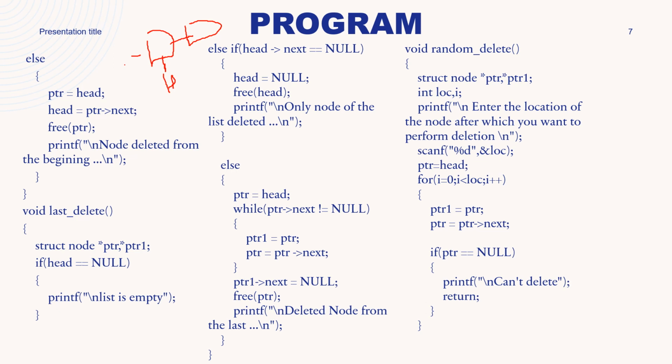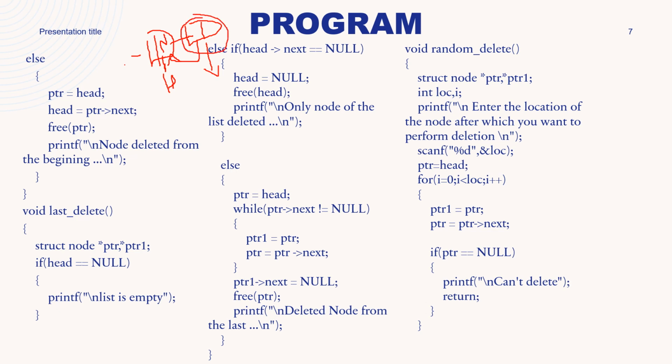Then we'll see the last delete, meaning deletion at the last. To delete the last element, we first need to find the last node by traversing each and every node. After traversing, we get the last node at the end of the search. Then for the previous node, we give its next reference as null, and we can delete that last node.